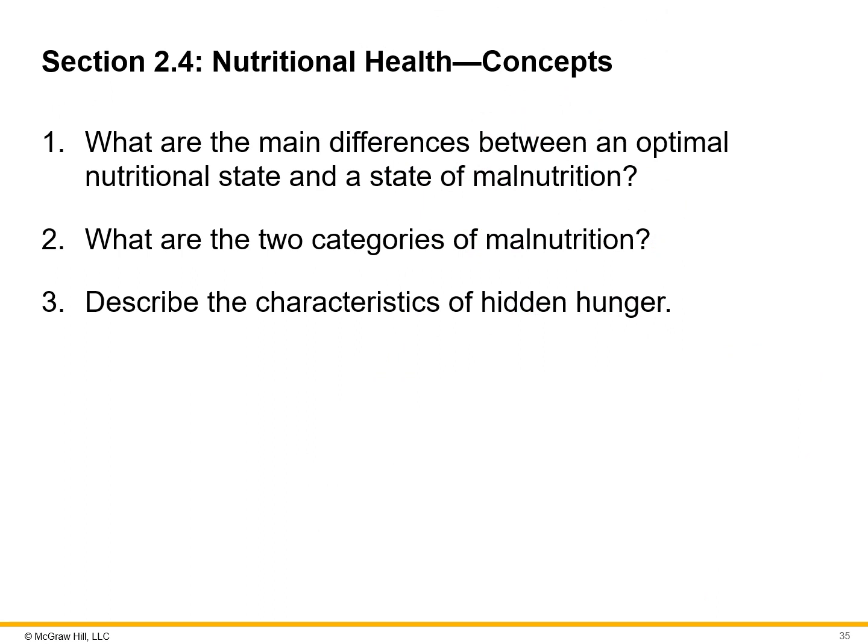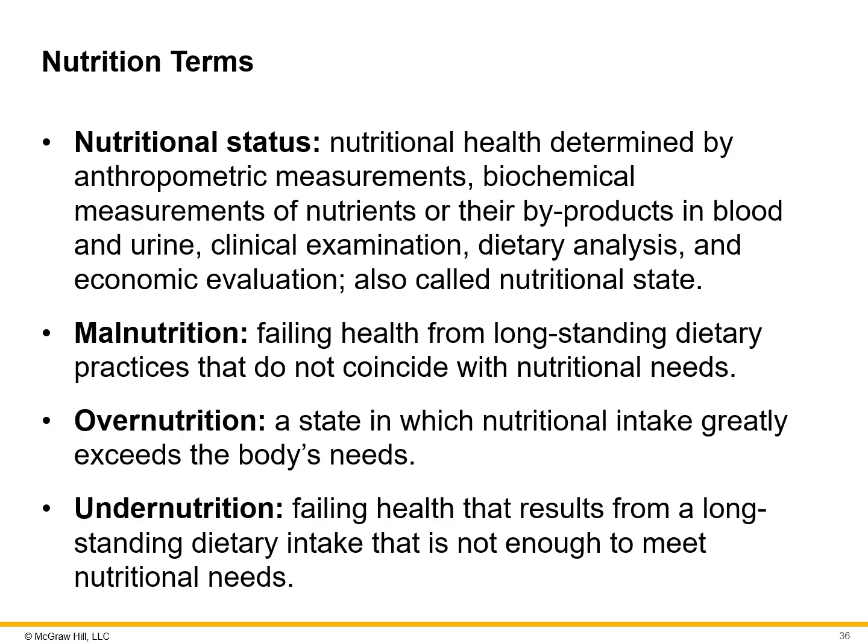So then the last part of this one before we wrap up this lecture, I'm just looking at some of these nutritional health concepts. If we look at some terms here, nutritional status is just the health determined by anthropometric measurements, biochemical measurements. We'll look at what each of these are. Some clinical examination, dietary analysis, economic evaluation. This is also referred to as our nutritional state. So it's kind of a holistic idea, not just the food that we're consuming.